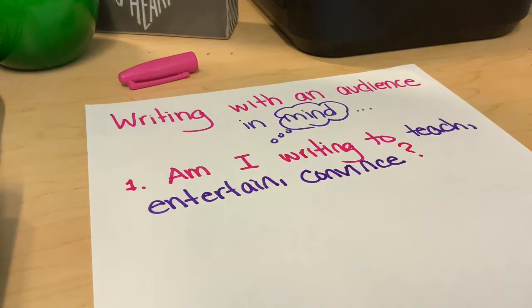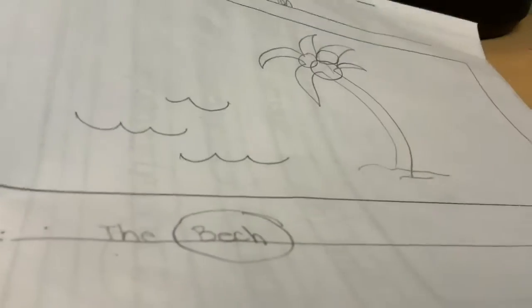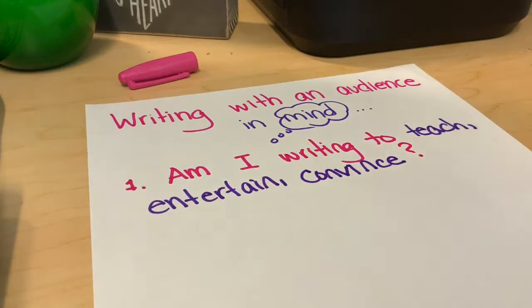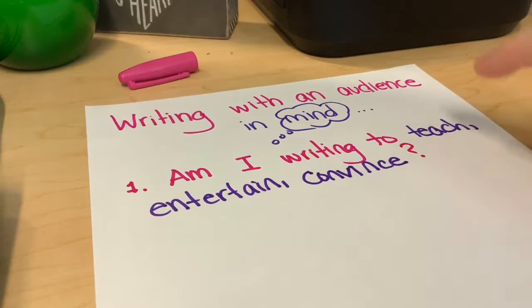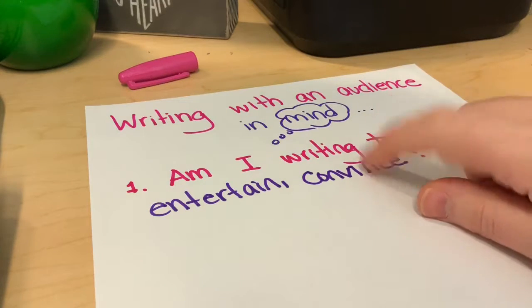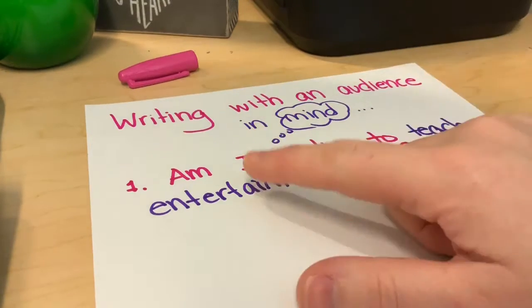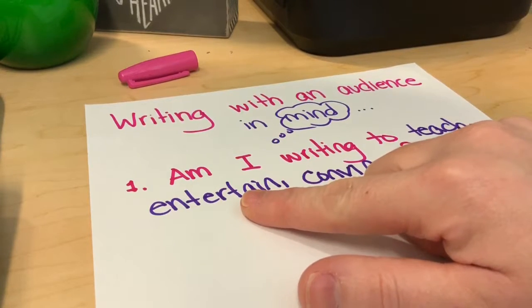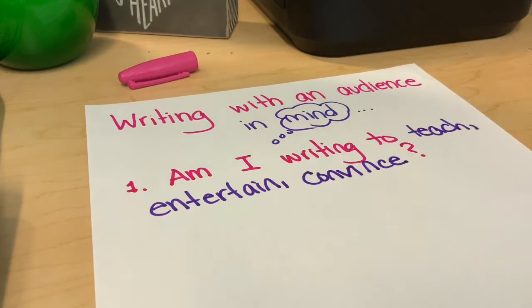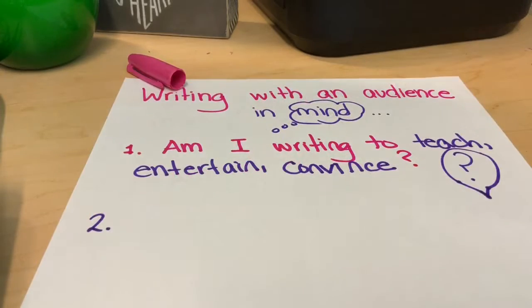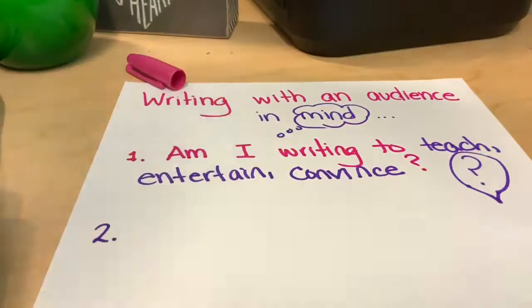So I think about my book about the beach. It's a fiction book about a time I went to the beach. So I'm not writing to teach about anything, and I'm not trying to convince my audience of anything. I'm trying to entertain my readers. I want it to be fun. I want it to be something that they get drawn into and can visualize. Once I remember why I'm writing, I'm going to think about who I'm writing it for.